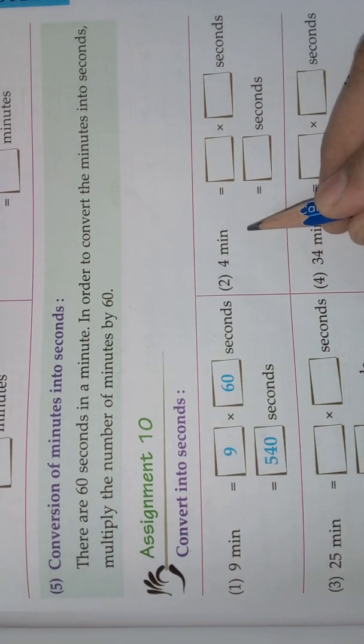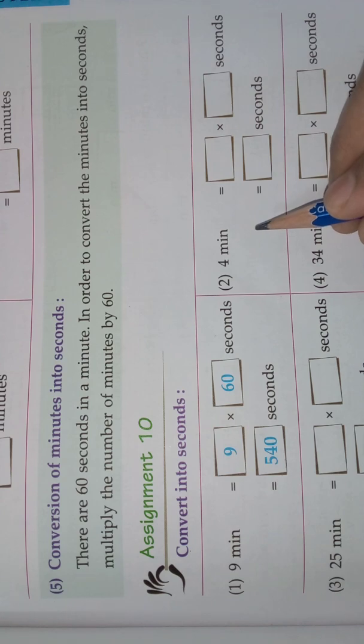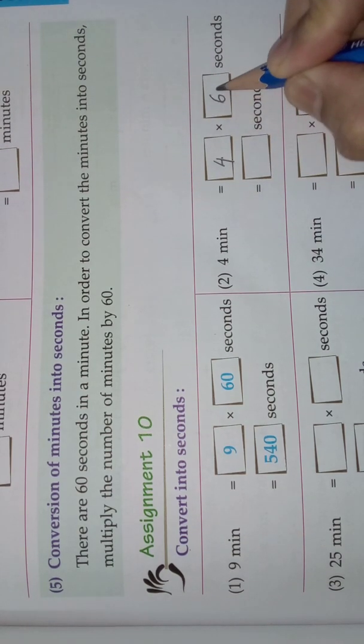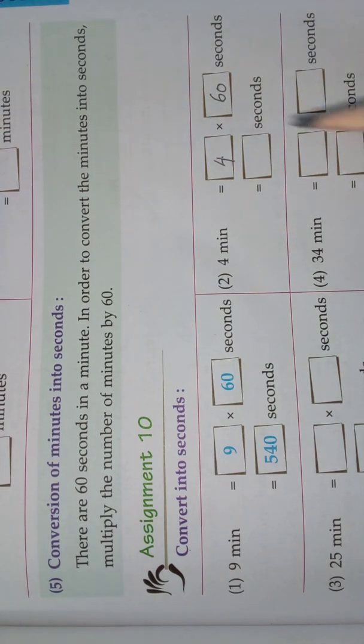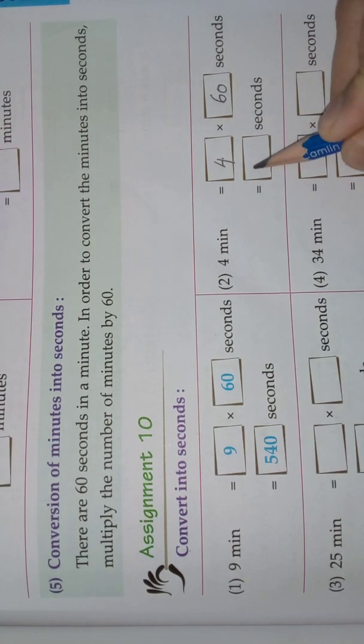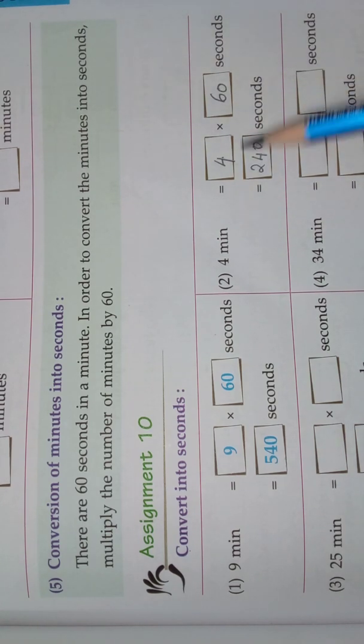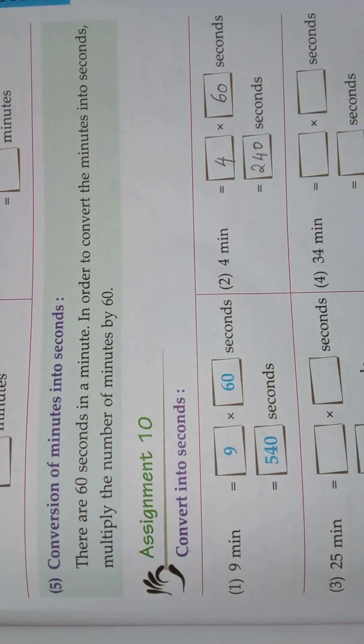4 minutes. 1 minute is equal to how many seconds? 60 seconds. So, 4 minutes is equal to 4 into 60. How much is 4 into 60? 240 seconds. Multiplication you know, no? 4 zeros are 0, 4 sixes are 24. That's all. 240 seconds.